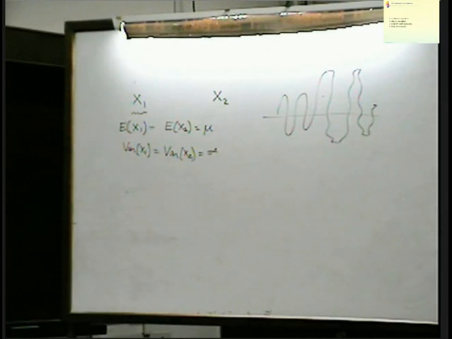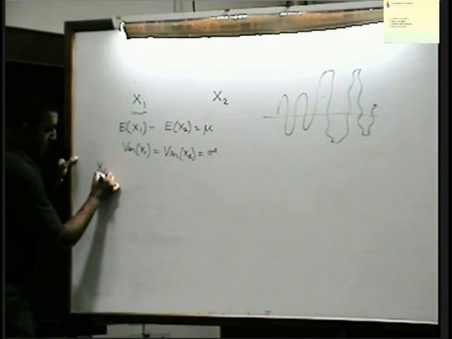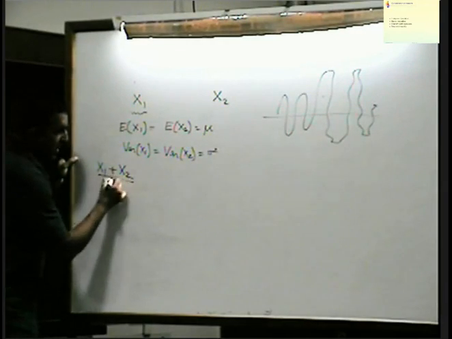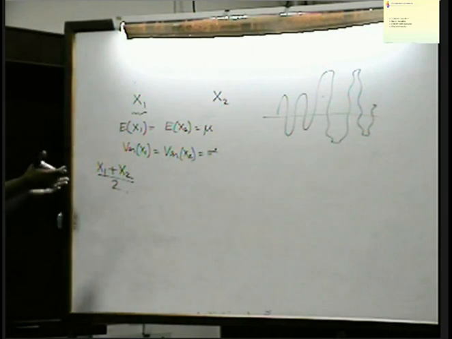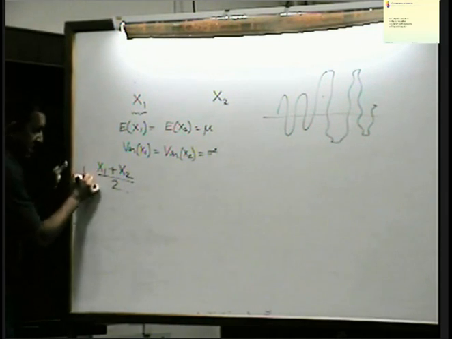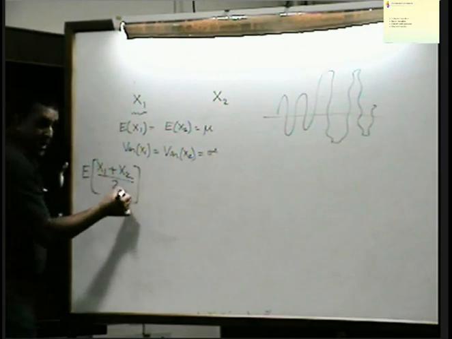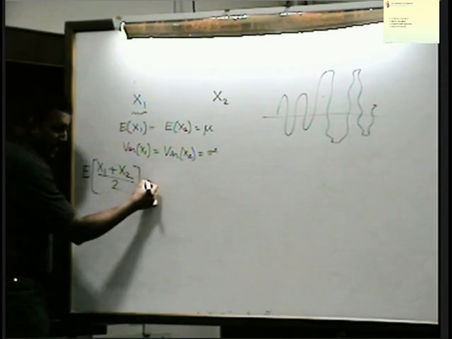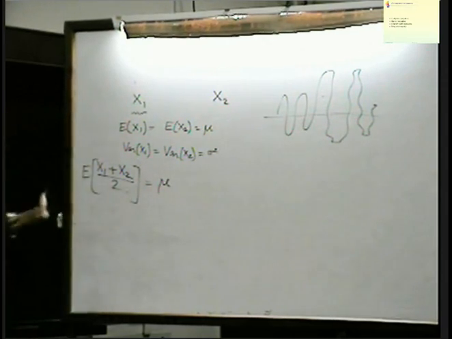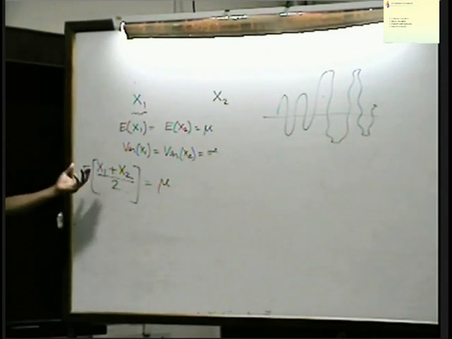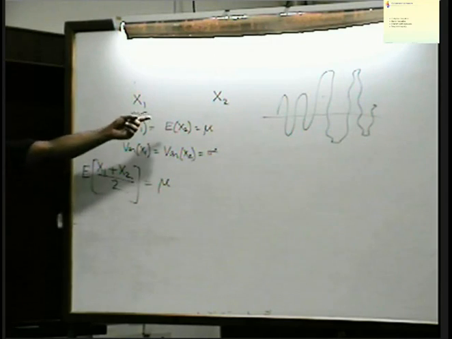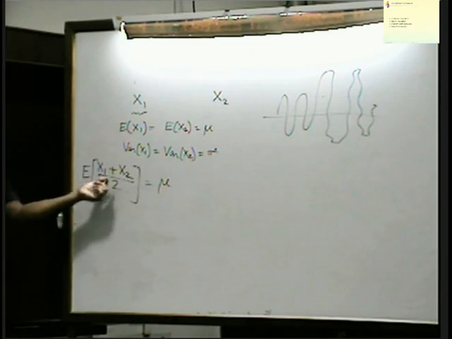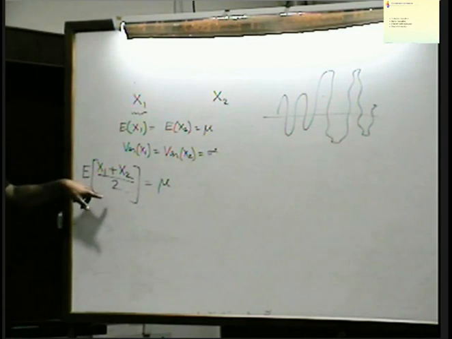What do you think happens when you sum the two variables up? Suppose I now consider x1 plus x2 by 2. Dividing by 2 is averaging essentially. You are taking the average of the two random variables. What do you think happens to this? The expectation, of course, if you remember linearity of expectation, happens to be mu. And this is a modified random variable, right? This random variable depends on the earlier two as sum by 2. What do you think happens to the variance?